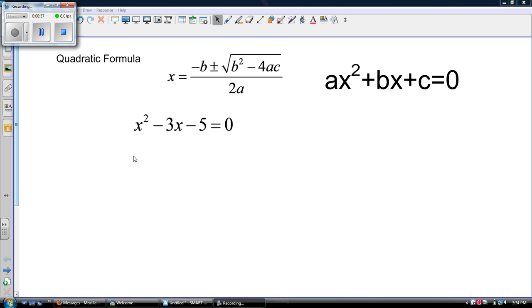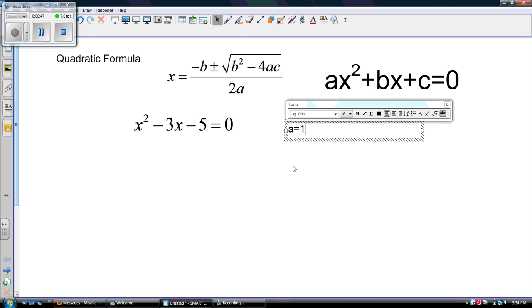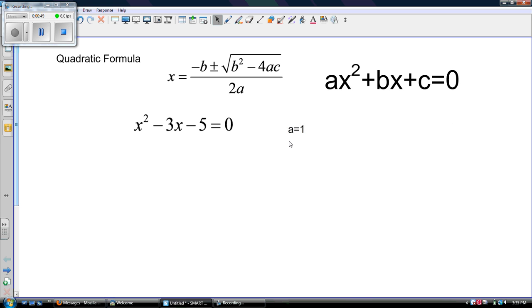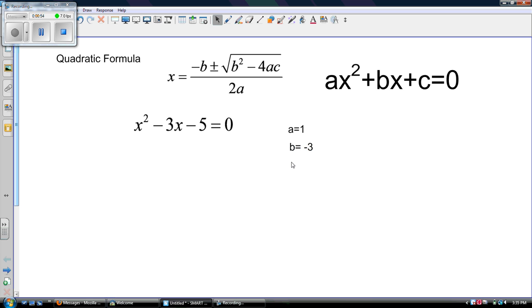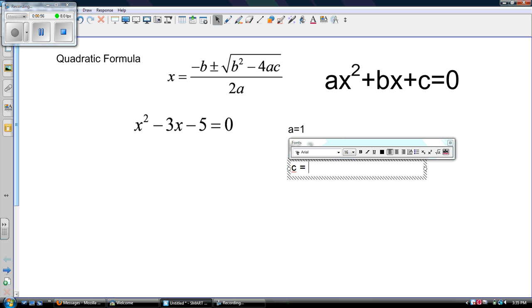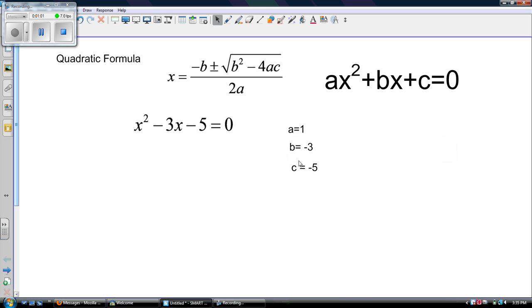Your x squared coefficient, your a, is 1. So we would say a equals 1. And we would also have our b value equal to negative 3. And so then our c value is equal to negative 5. And so then we substitute those numbers into the formula: x equals the opposite of b, plus or minus the square root of b squared minus 4ac, all over 2 times a.